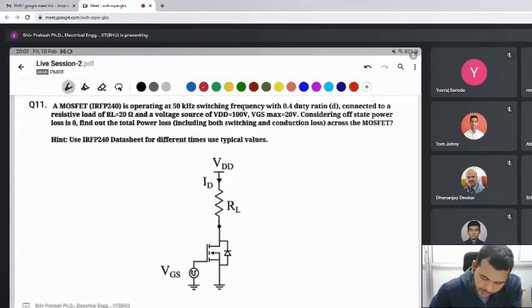A MOSFET is operating at 50 kHz switching frequency with a 0.4 duty ratio, connected to a resistive load RL of 20 ohm. Here 20 ohm is given. The voltage source VDD is 100 volt. VGS maximum is given 20 volt, 0 to 20. Considering the off-state power is 0, find the total power loss including both switching and conduction losses across the MOSFET. Use this data sheet.